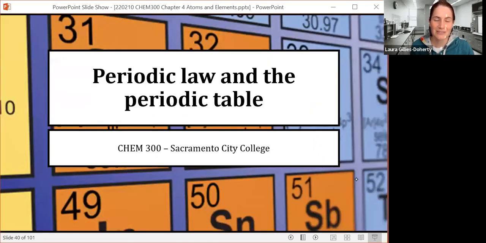Okay, in our next section, we're going to talk about the periodic table. We're going to talk about a little bit of its history, how it was set up, how it's currently set up, and the different patterns that it shows, as well as parts of the table.